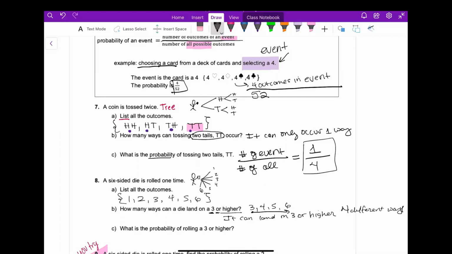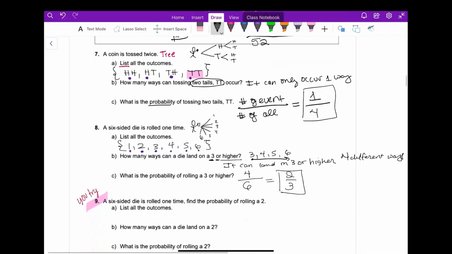Ready? A and B were baby steps. Here's C. Let's put it together. What is the probability of rolling a 3 or higher? So I have 4 ways out of 6 possible outcomes. Where did 6 come from? 1, 2, 3, 4, 5, 6. Let's reduce. Always reduce every time you have a fraction. 2 out of 3. Great. I hope you're feeling confident. You try example 9.